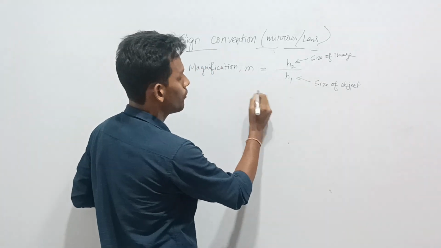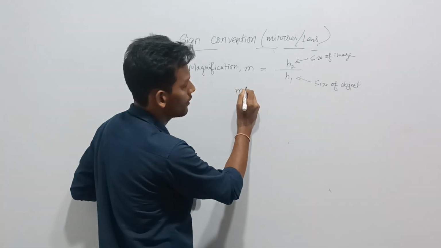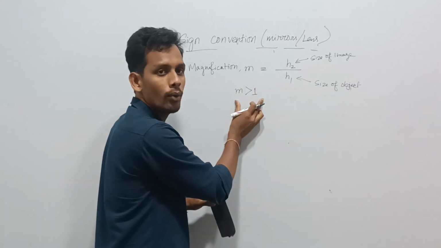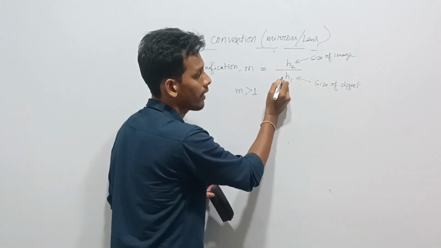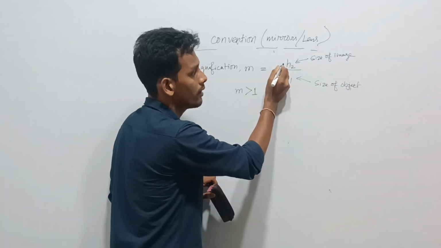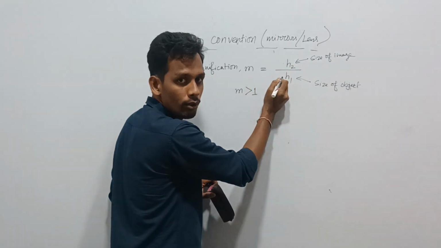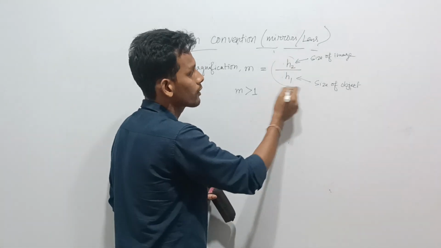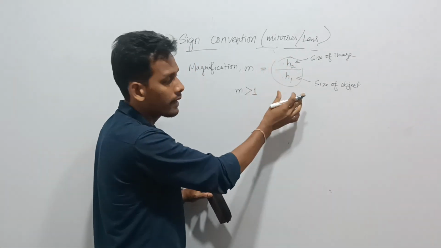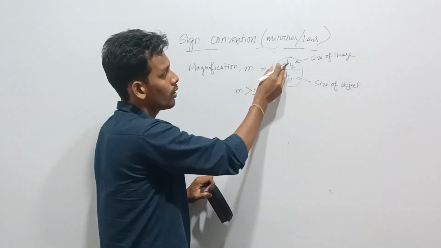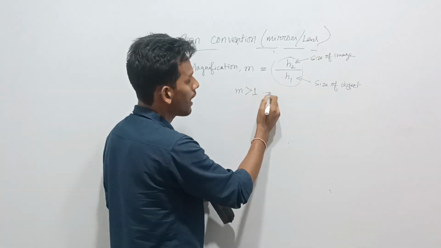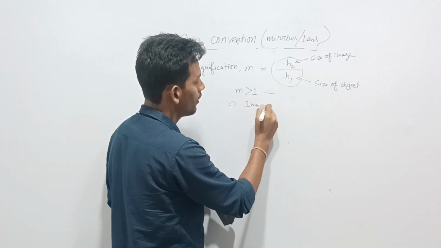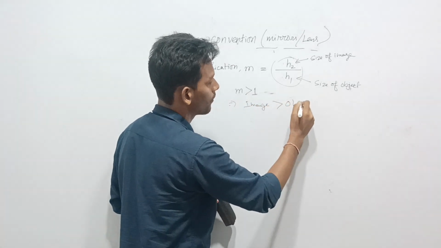Now, if you find the value of magnification is greater than 1, greater than 1 means this should be greater than this. The numerator should be greater than the denominator. If the numerator is greater than the denominator, the fraction is an improper fraction. In that case, it is greater than 1. So if it is greater, it means that the image is greater than the object.